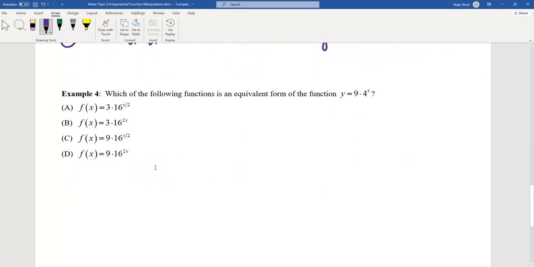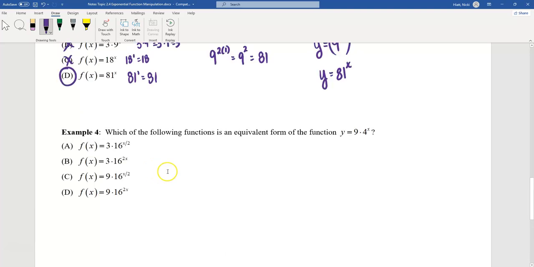Okay, let's keep going. Here, last one. Which of the following functions is an equivalent form of the function 9 times 4 to the x power? And then I'm looking at all of my options. And I've got 3 times 16 to the x over 2, 3 times 16 to 2x. So notice all the bases right here have turned to a 16. Correct?